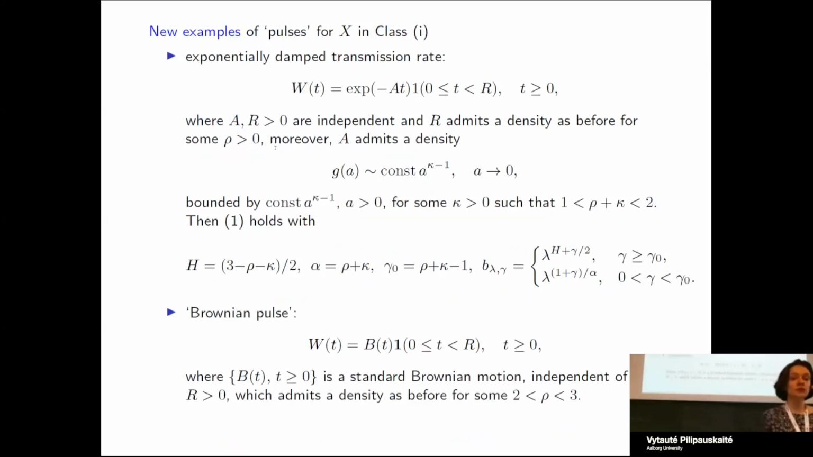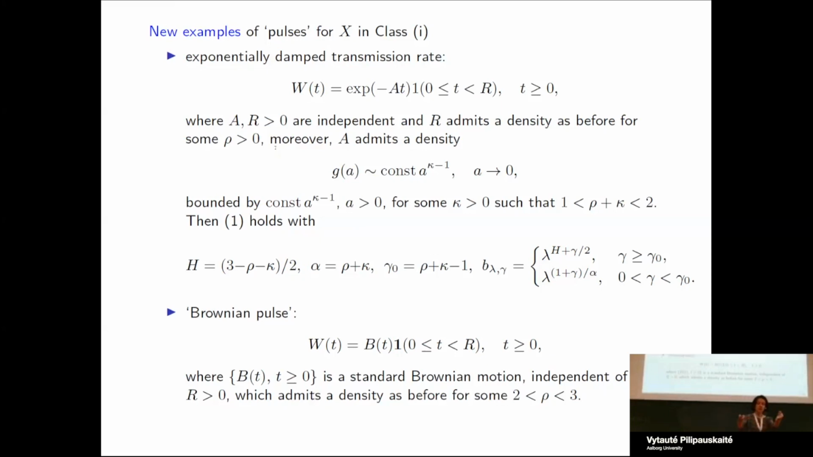So, new examples that we have in the first class. We allow the transmission rate to depend on time. And we have here now this factor, so it depends not only on t, but it's an exponentially damped transmission rate. If one makes the same assumption about R that we had before, and about A that it has a particular power law behavior of density at zero, then one also gets different scaling limits, and these would be the parameters that define them: H, alpha, critical gamma, zero, the normalization.